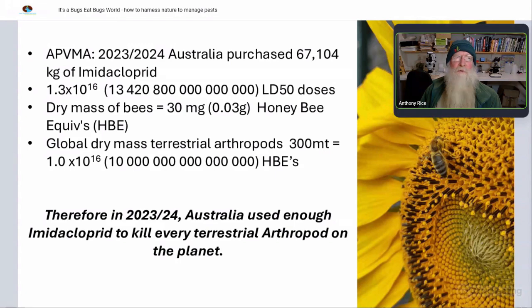So the global dry mass of terrestrial arthropods, an arthropod is an organism that has an exoskeleton with jointed legs, so it includes things like centipedes, scorpions, insects, those sorts of things, is about 300 million tonnes. Therefore, in Australia in 23-24, we used enough imidacloprid to kill every terrestrial arthropod on the planet.